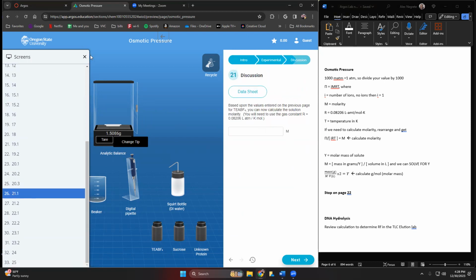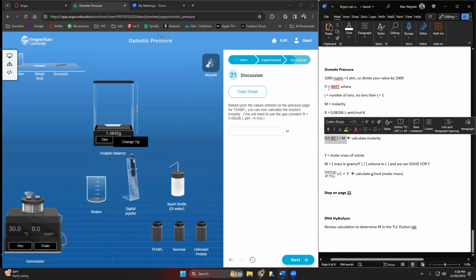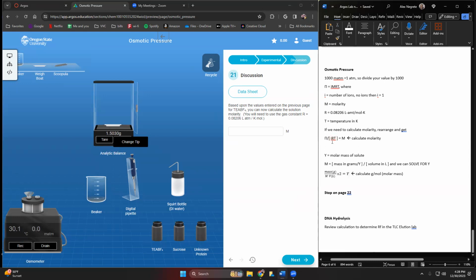And now we need to calculate the molarity of it. So you're going to be using this formula here. I've already rearranged it from this problem here. So osmotic pressure in atmospheres divided by all of this: our i factor of 2, the rate constant which I provide you here, and the temperature in Kelvin that you previously just calculated. And you'll be able to calculate the molarity of that.